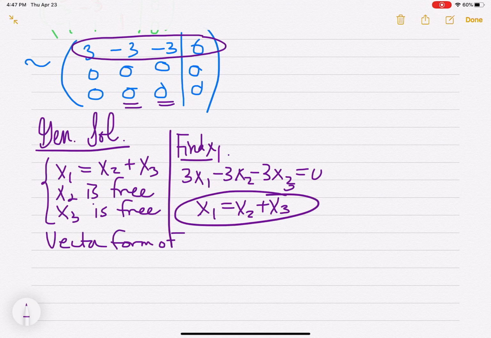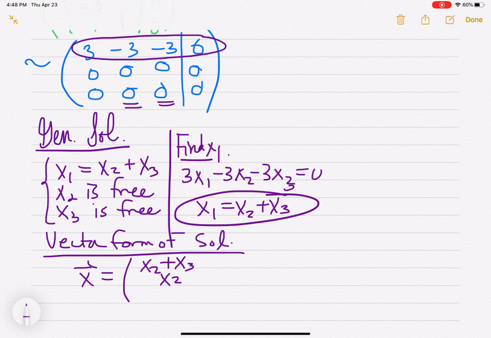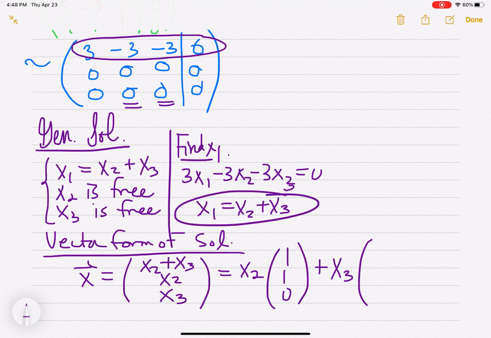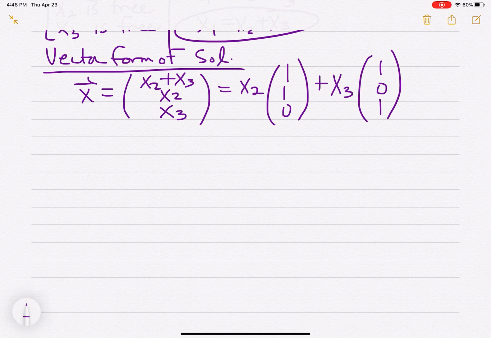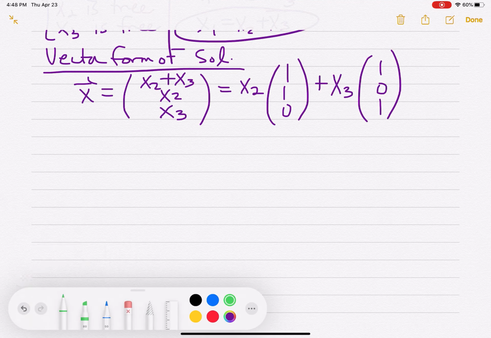All right, so the vector form of the solution is going to be the vector x consisting of what? x2 plus x3 is the first entry, x2 is the second entry, x3 is the third entry, and we can factor out, putting in the parametric form, an x2, and you get what? Vector 1, 1, 0. And factor out an x3, and you get the vector what? 1, 0, 1. So your basis for the eigenspace here is going to consist of those two vectors.